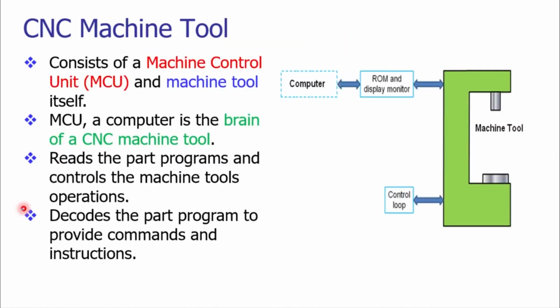A typical CNC machine tool has an MCU, that is the machine control unit, and the machine tool itself. The control unit is controlling the operations of the machine tool. You can see there is a computer which is controlling the machine tool operation. There is a display monitor and there is read-only memory through which it is controlling the operations. There is a control loop, and that control loop is monitoring the performance of the machine tool and sending that to the computer.